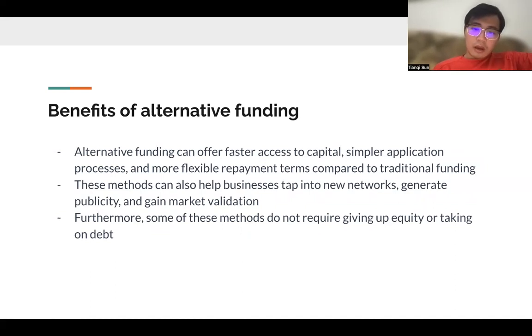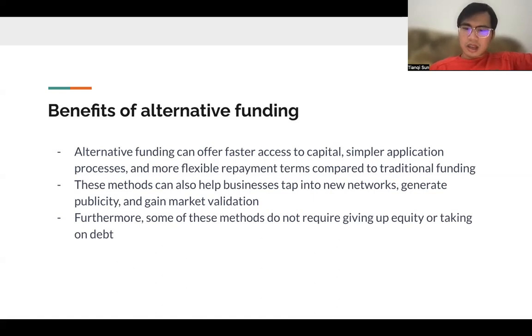So, what are some benefits of this alternative funding? Alternative funding can offer faster access to capital, a simpler application process, and more flexible repayment terms compared to traditional funding. So if you need money quick for an idea, this is basically the way to go. It can also help businesses tap into new networks, generate publicity, and gain market valuation. For instance, if you go on Shark Tank and do one of these methods, you immediately get publicity because it's kind of a stunt.